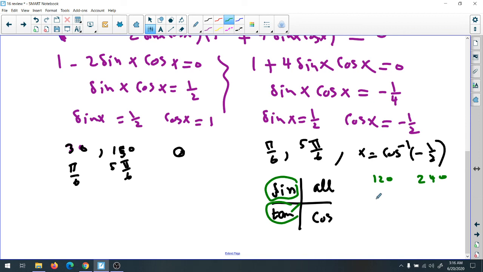So possible solution for that, 120 means 2 pi over 3. And this is pi over 3, which is 60, times 4 to give us 240, which is 4 pi over 3. So those are the possible solutions for this question. And don't forget, when we have sine and cosine, we have to add 2 pi k in each: 2 pi k, 2 pi k, 2 pi k.